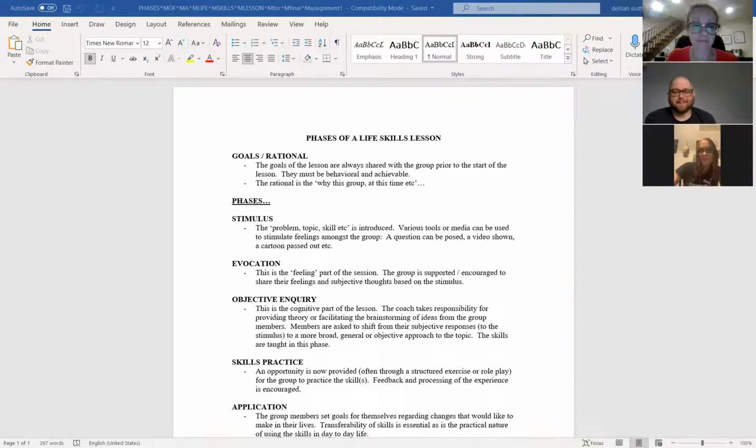And then application and evaluation. So application, group members just set a goal for themselves for the day, and they might set it individually and then talk about it. And then your evaluation is talking about how the lesson went. So what was great? What did they like? What are they going to try? It's a lot of talking.